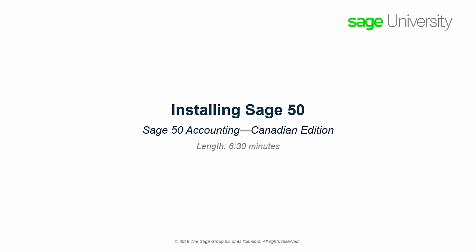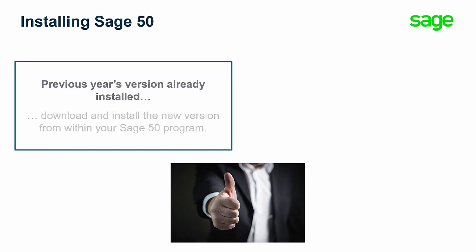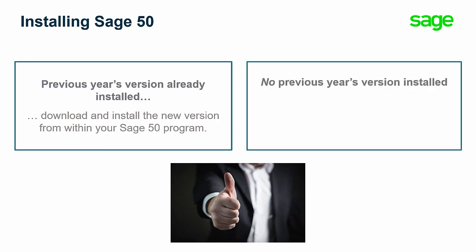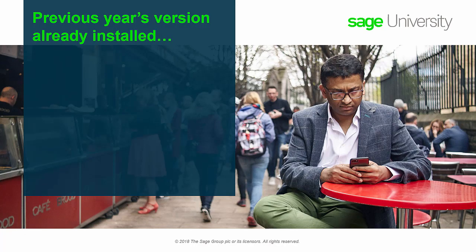Over the next few minutes, we will show you the steps needed to install Sage 50 Accounting, whether you're installing your program from an existing version or from a download link. If the previous year's version of Sage 50 Accounting is already installed on your computer, you can download the new version and start its installation directly from within your Sage 50 program. If you don't have the previous year's version of Sage 50 Accounting installed, or if you're installing the new version on a new computer, you can start installation from a download link. This video will cover both scenarios.